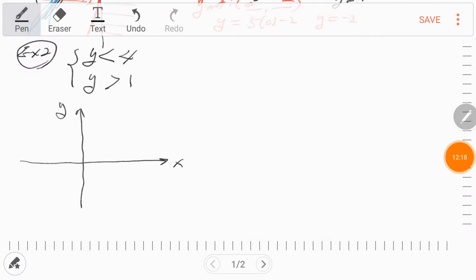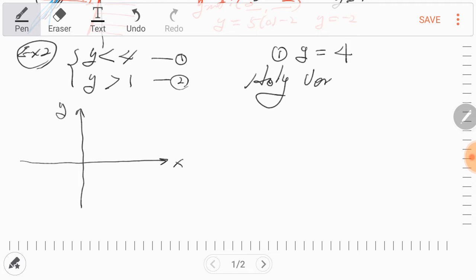Okay, then let's sketch the graph of the system of linear inequalities. First we will make it an equal sign so that we can sketch the straight line first. From the first inequality, let's write an equation and then draw the line. y equals 4, then the line is what? Horizontal line or vertical line? The equation of a horizontal line starts with the variable y. So y equals 4 is a horizontal line.